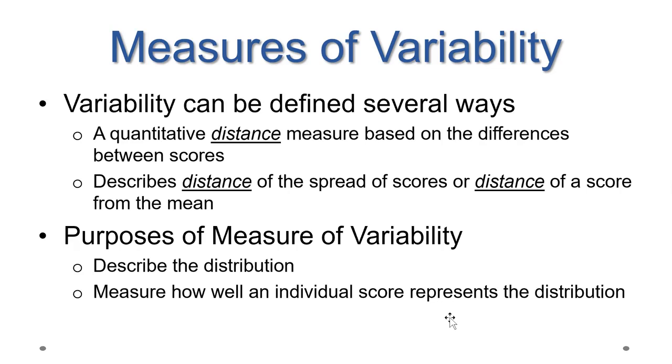Variability can be defined several ways. Variability is a quantitative measure of the difference between scores. Variability describes the degree to which the scores are spread out or clustered together. The purpose of measures of variability is to: 1. Describe the distribution in terms of average distance between scores and means. 2. Measure how well an individual score represents the distribution. And 3. Determine how much error to expect when using a sample.